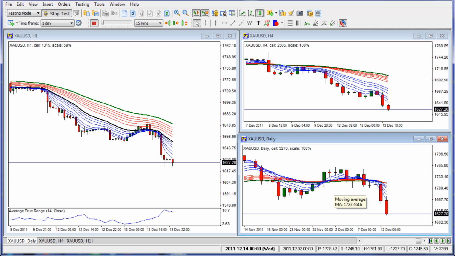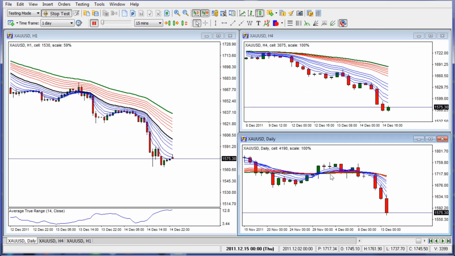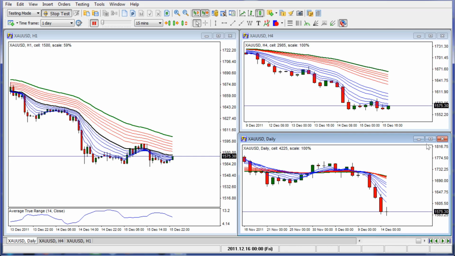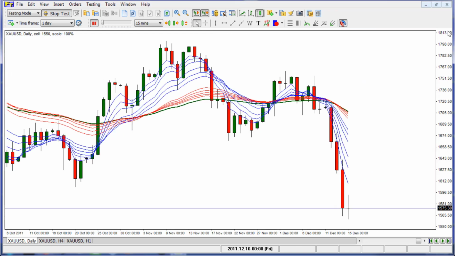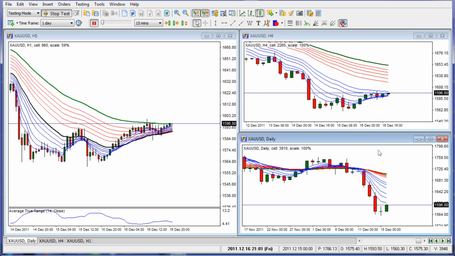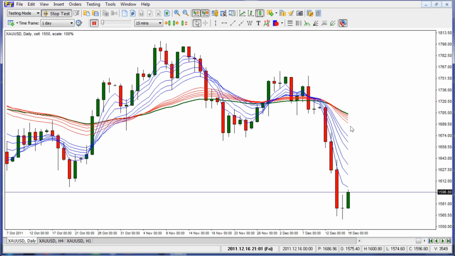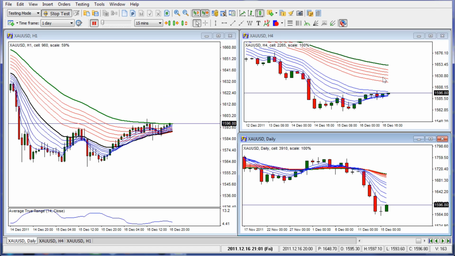Not quite fanned out there. Almost going that way. I think they might be fanned out there. Yeah, I think that's nicely fanned out. Certainly the next bar is fanned out, so the daily has checked off. Moving averages nicely fanned out, pointing lower. And now we need to see the confirmation on the 4 hour.